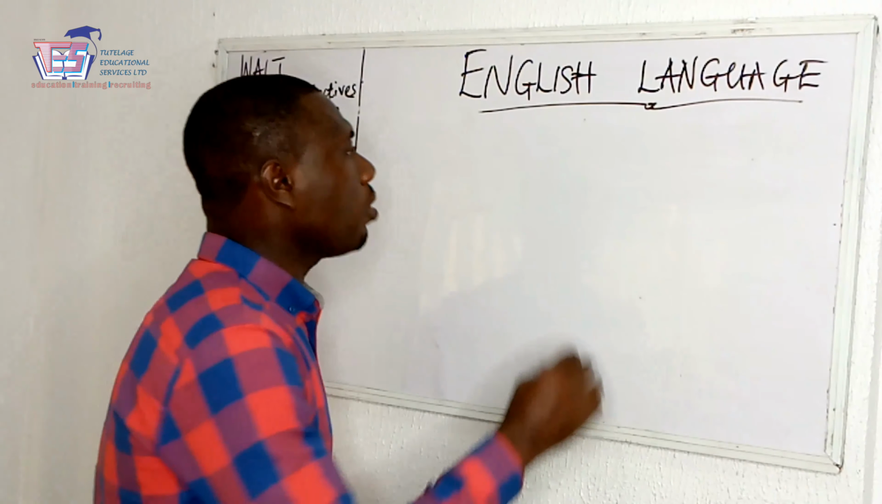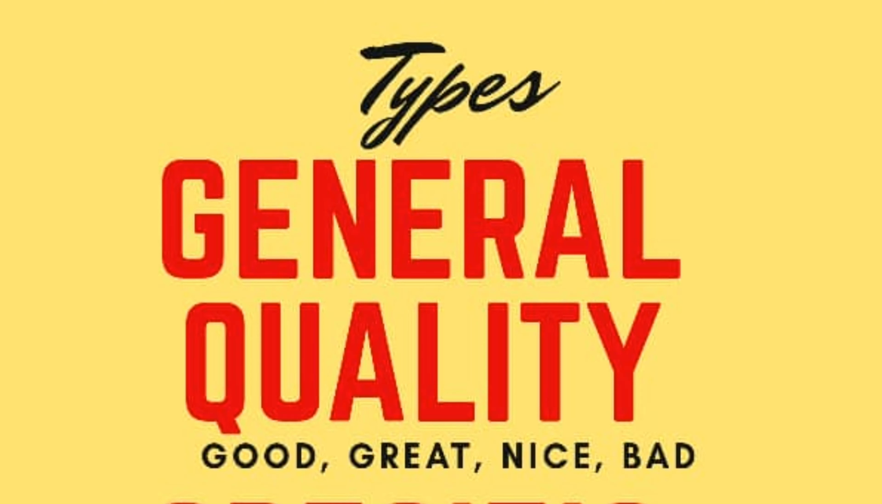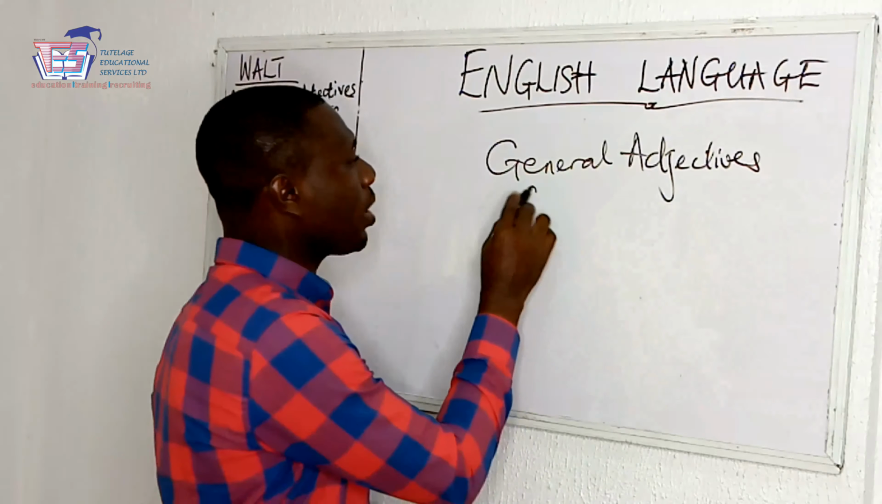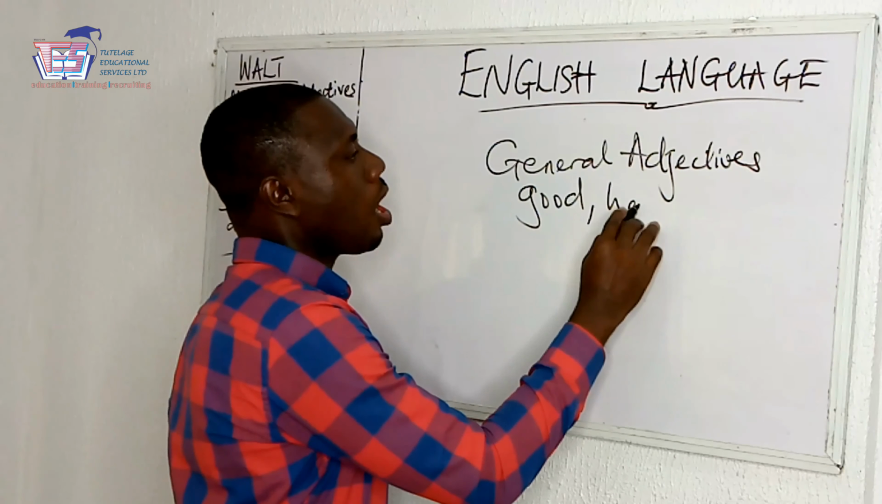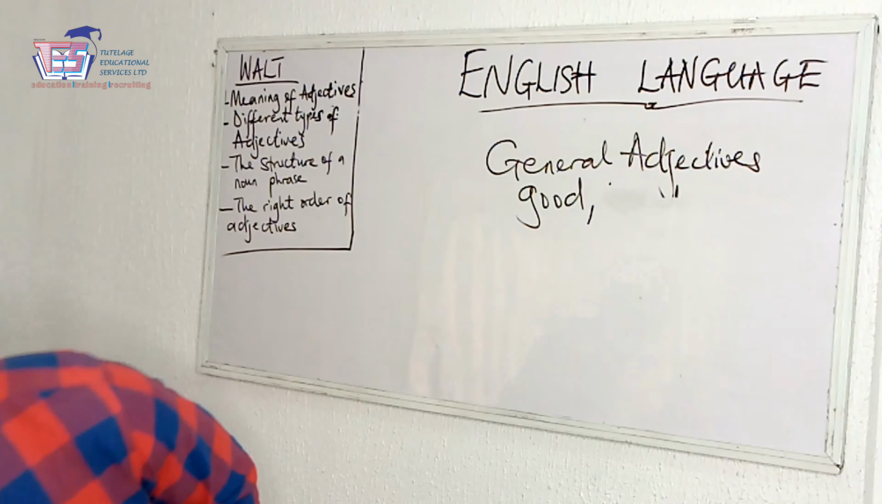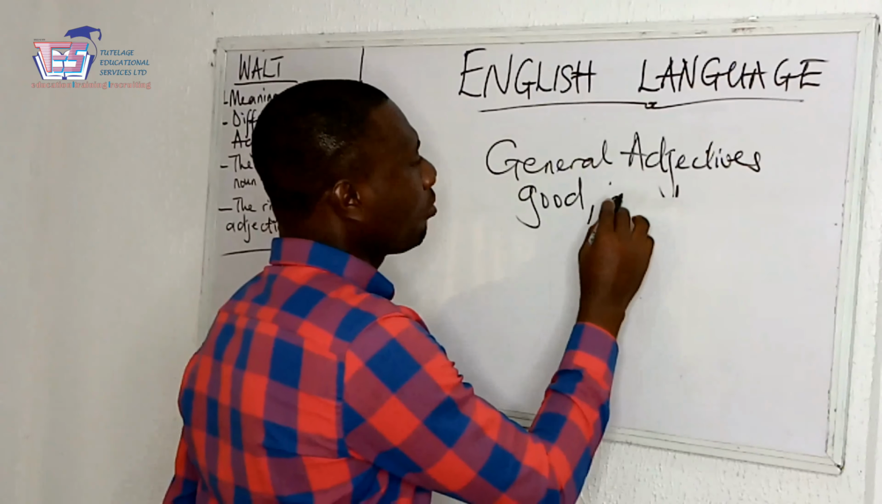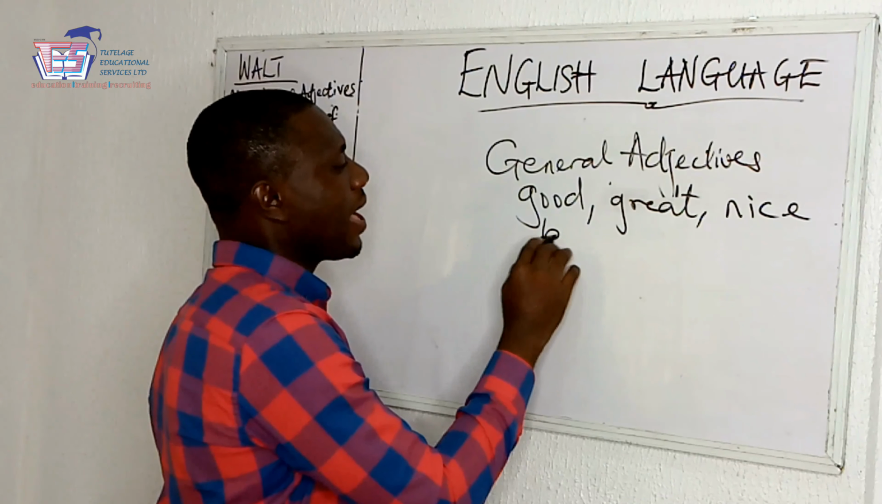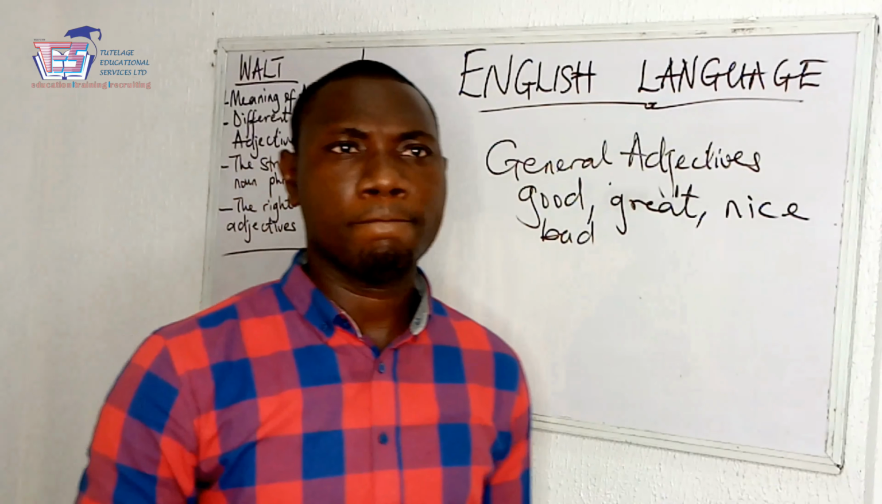We have what we call general adjectives. General adjectives give you the general qualities of things or people or persons that you can just apply to any noun. For example, we have good, we have hard, we have great, we have nice, we have bad, and so on.